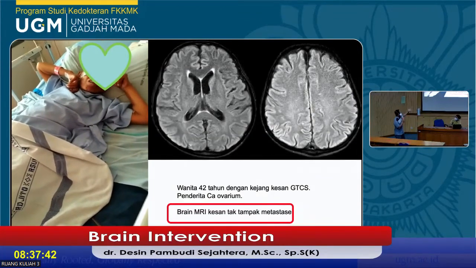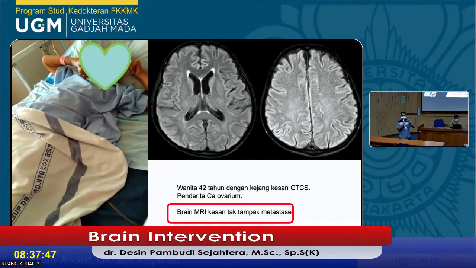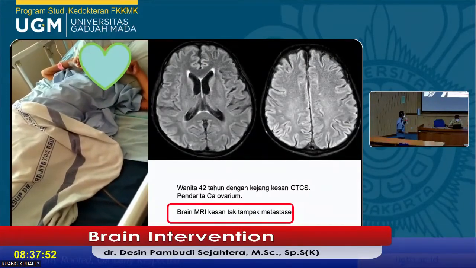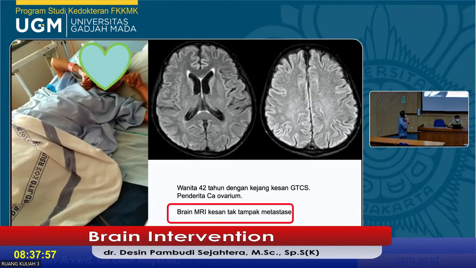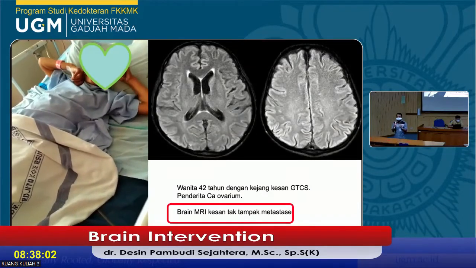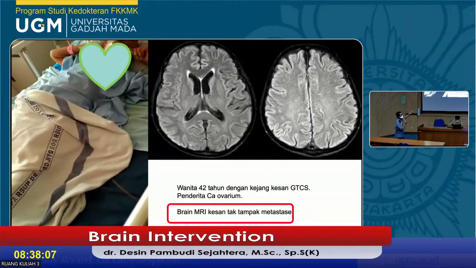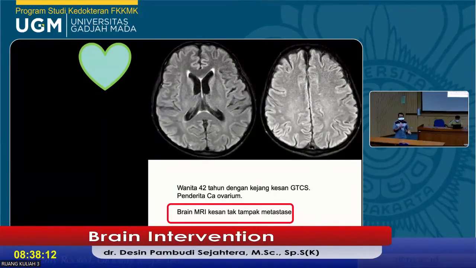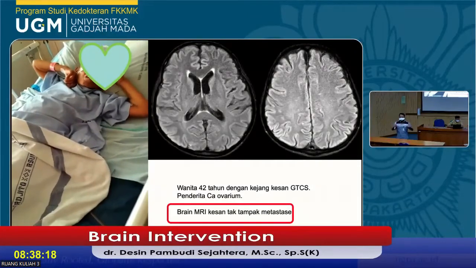Okay, this one. This one is a female patient, 42 years old, with ovarian cancer. The patient has GTCS. GTCS is generalized, both sides. The brain MRI was normal. So, a patient with ovarian cancer with normal brain imaging, but with jerks on both sides.